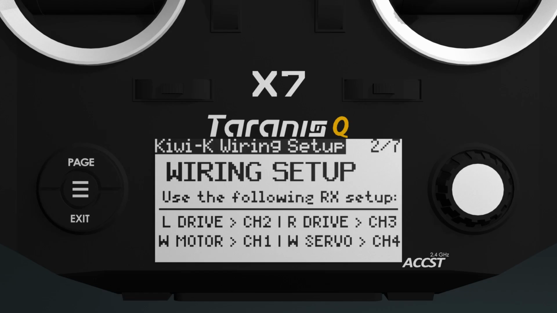After telling the robot what components we have, the next page has wiring for you. To properly use the Quick Mixer, you need to follow this wiring scheme. The basic receiver setup is that the weapon motor will go on the first channel, our drive motors will go on the second and third channels, and then the servo will go on the fourth channel if you have one.